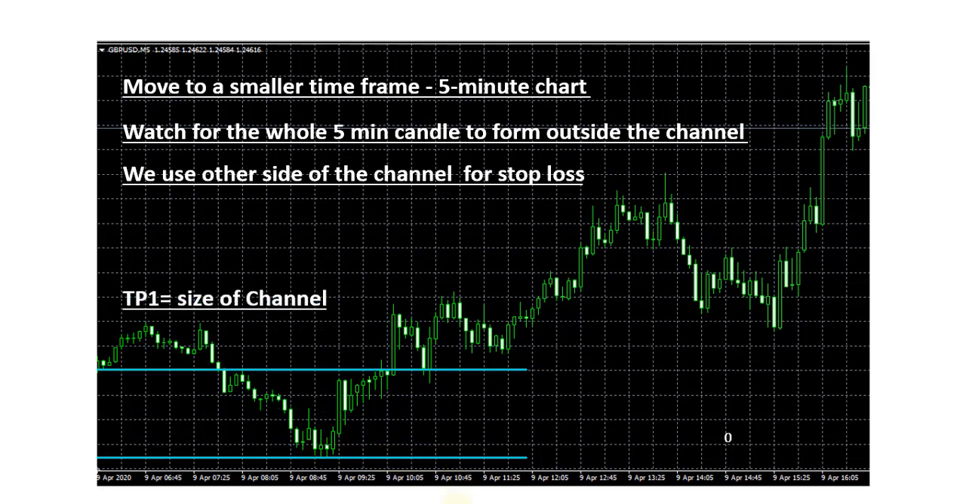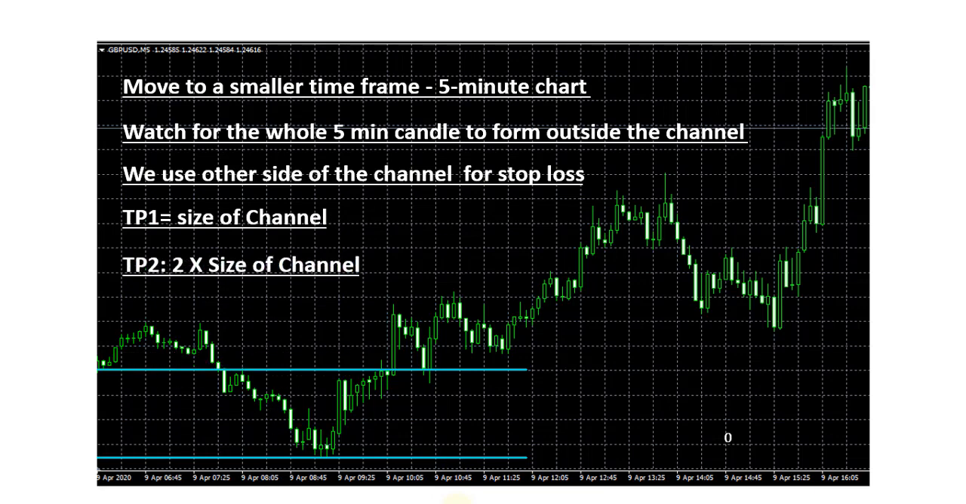What about take profit? We have two take profits. The first one is the size of this channel. So you measure the size of this channel, assuming it's 20 pips. For example, your TP1 will be 20 pips and your TP2 will be 2 multiplied by the size of the channel, which is 40 pips. So TP1 is 20 pips, TP2 is 40 pips, depending on the size of your channel. Wow. Can that be more easy? That is very easy.